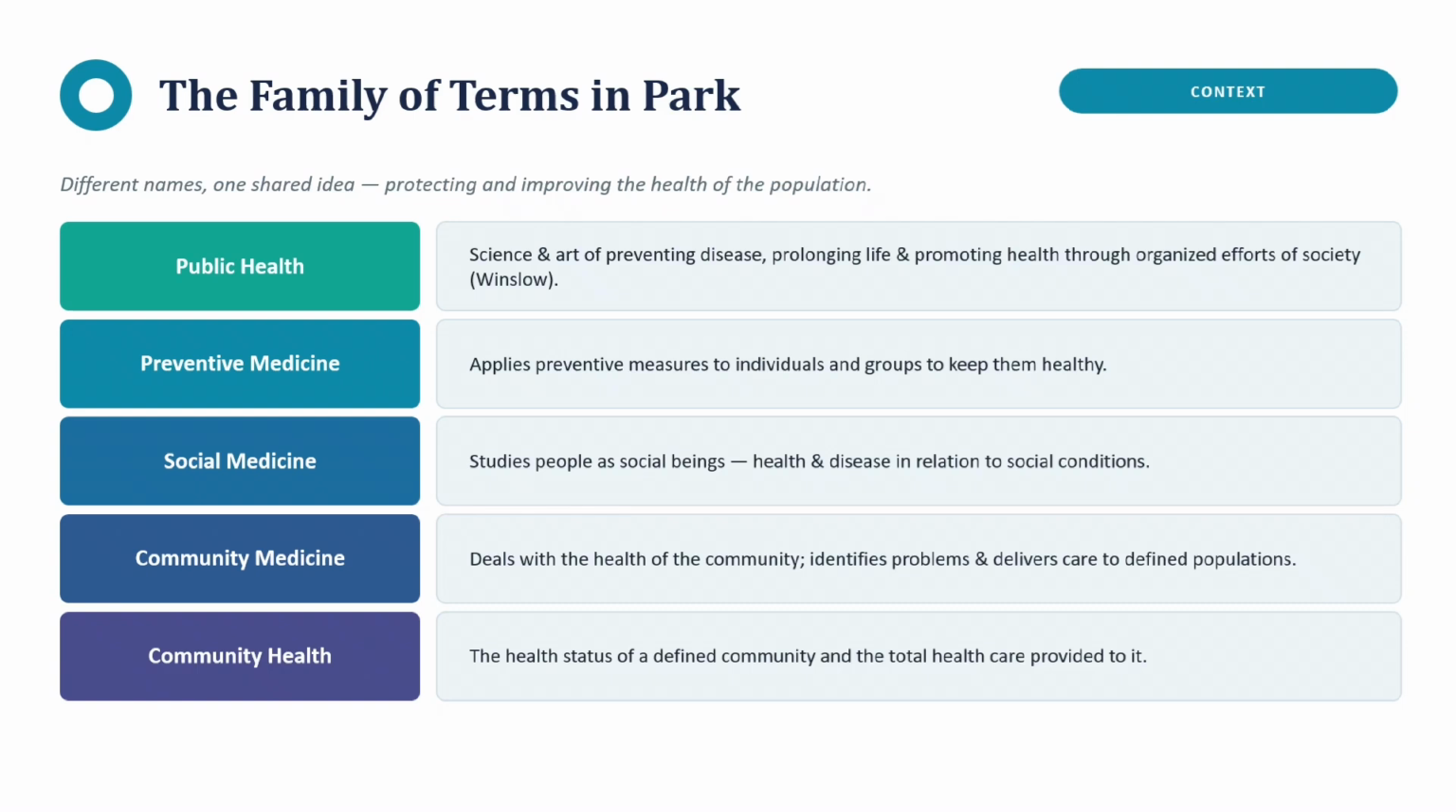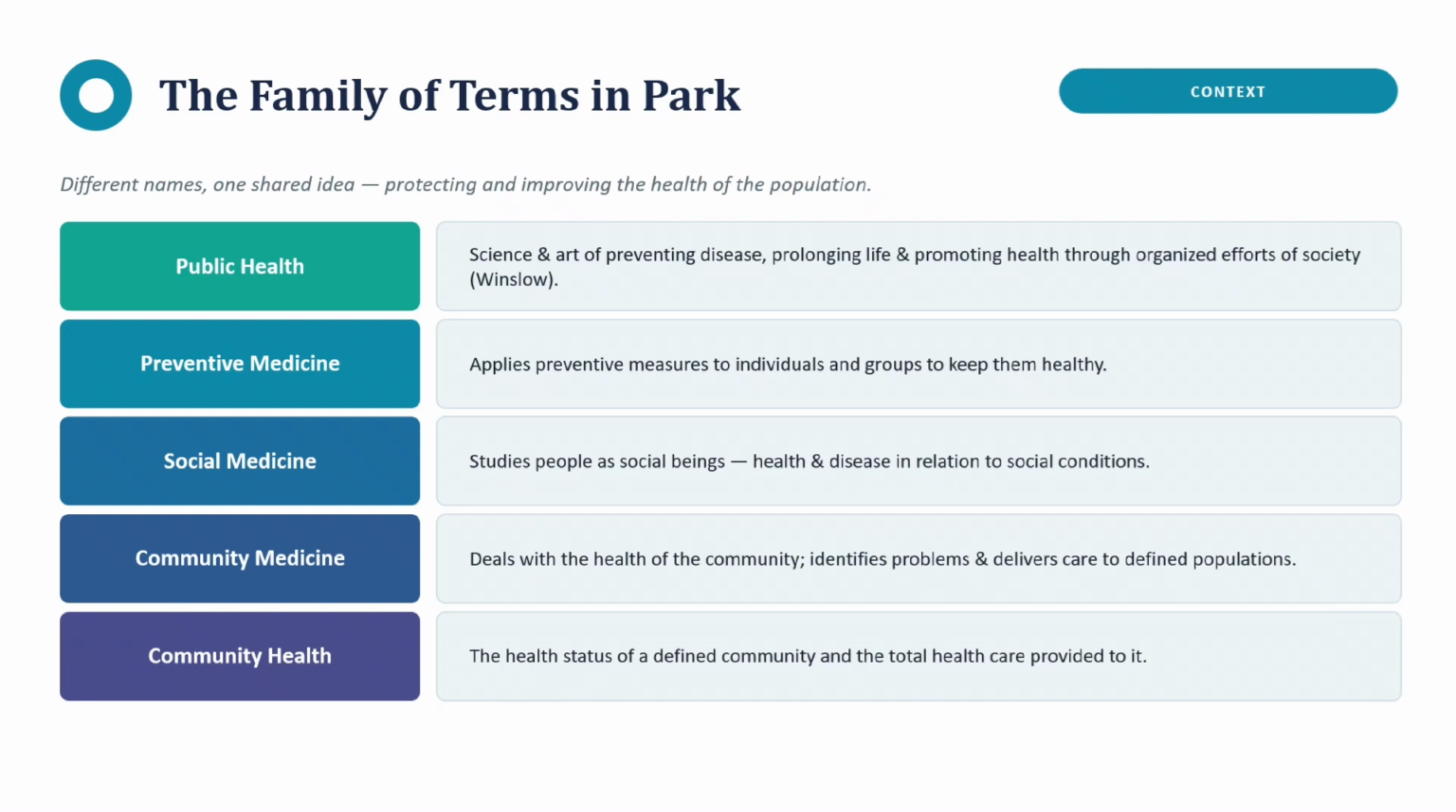Park uses several terms that sound almost interchangeable: public health, preventive medicine, social medicine, community health. Okay, so let's untangle them. You have to know the distinguishing factors between these. Public health, if you look at it here in the slide, is the science and art of preventing disease, prolonging life, and promoting health through the organized efforts of society. Look at the word organized. So this is society acting collectively, not one clinician acting alone.